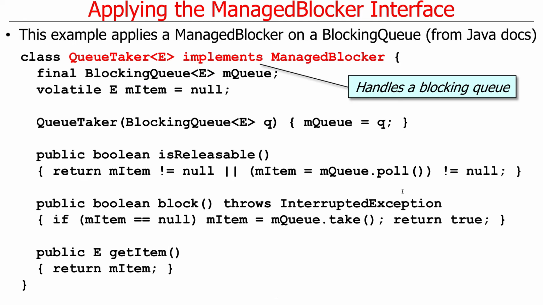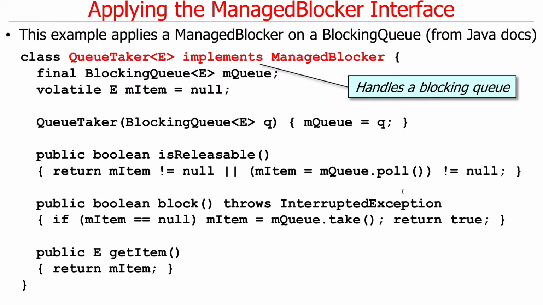Here's how you might handle it if you're trying to block on some kind of input mechanism. In this particular case, we're trying to get something out of a blocking queue, which is kind of an input mechanism, sort of. You're trying to input something from a queue. How about that? So we have something called QueueTaker, which implements ManagedBlocker, and it'll handle a blocking queue. What's a blocking queue? A blocking queue is just a queue where if the queue is empty, anybody who wants an element from the queue has to wait till there's an element. If the queue is full, anybody who wants to put something in the queue has to wait till the queue is not full. That's what a blocking queue is.